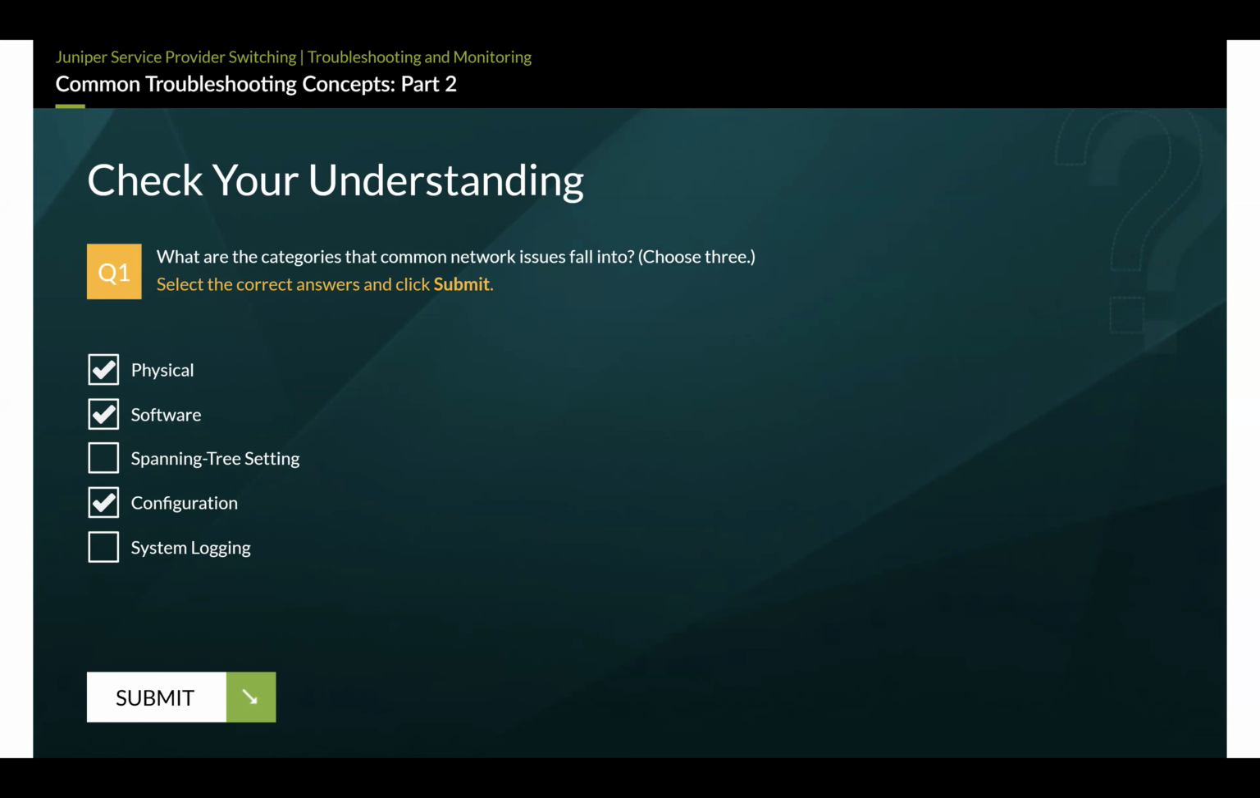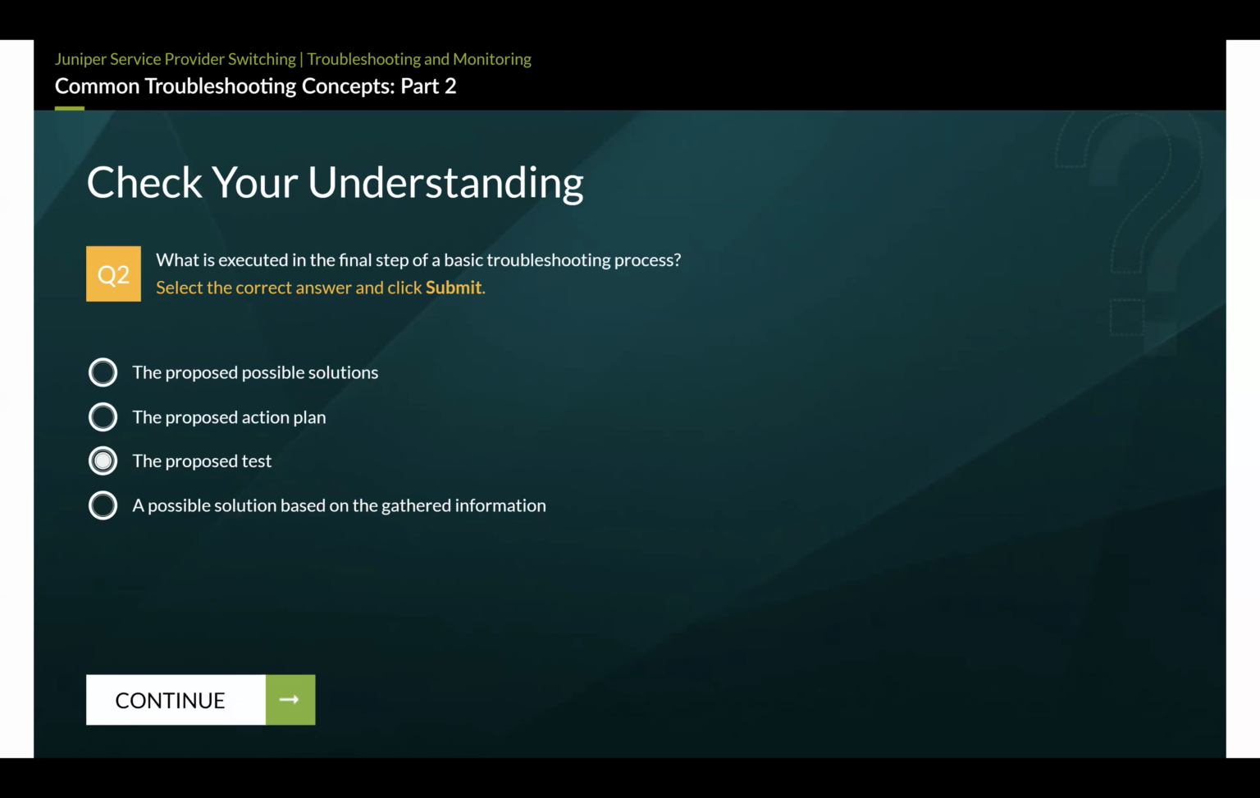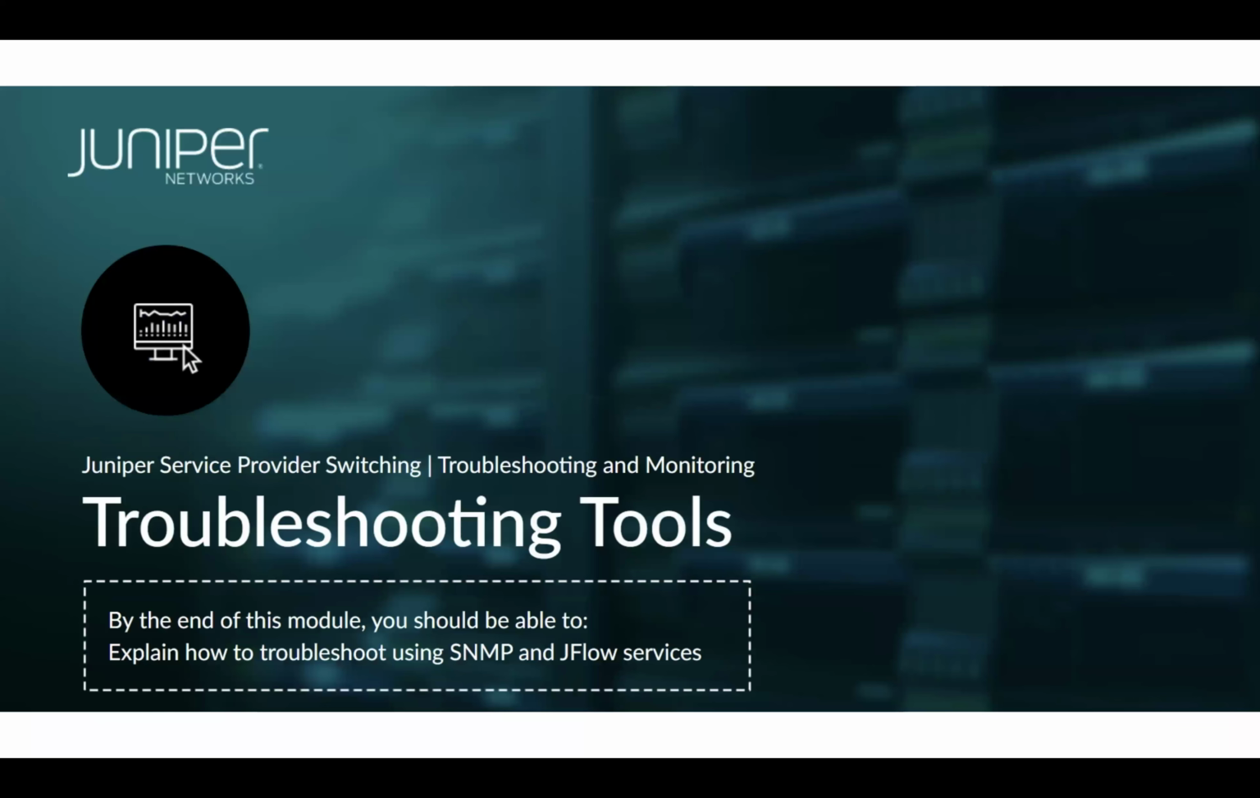Okay, now we have the question and answer section. Question number one: what are the categories that common network issues fall into? Physical, software, and configuration is the answer. Okay, what is executed in the final step of a basic troubleshooting process? The answer is to test the solution.